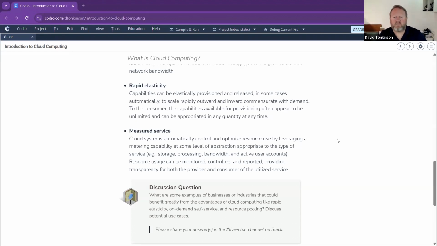And it also mentions that it needs to be a measured service. So cloud systems need to automatically control and optimize resourcing by leveraging essentially metered capacities. Okay, some of these are abstract, some of them are real, but depending on the service that you have, you'll get to pick and choose things such as storage, processing, bandwidth, activity in terms of active users that are on there, as well as your network resources.